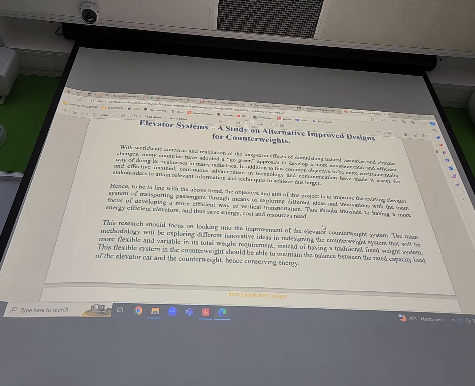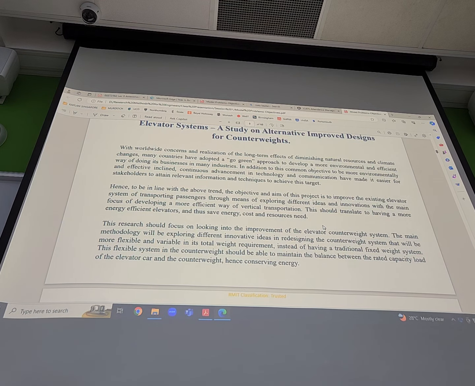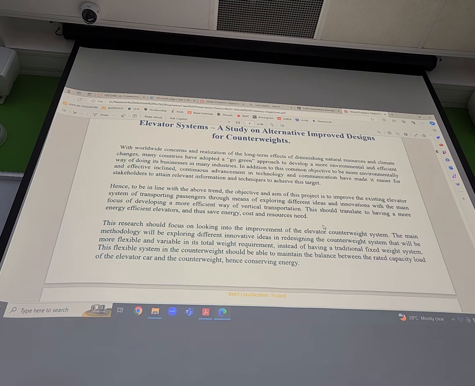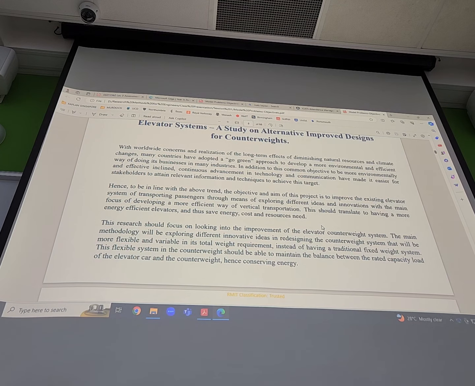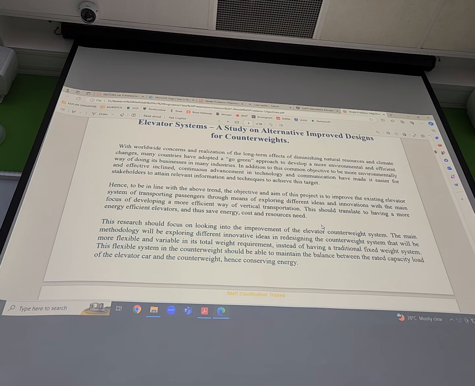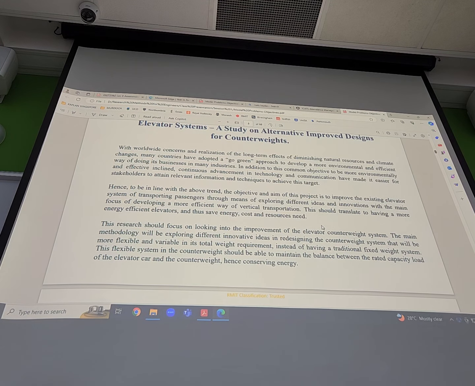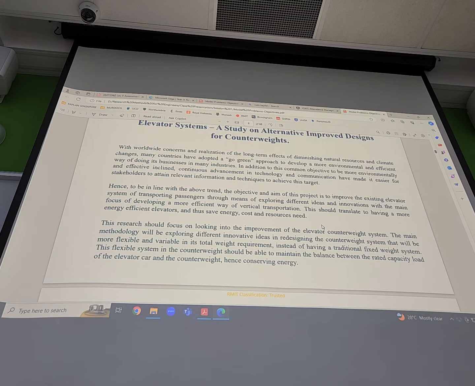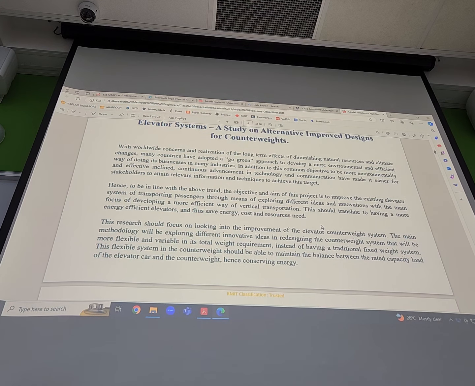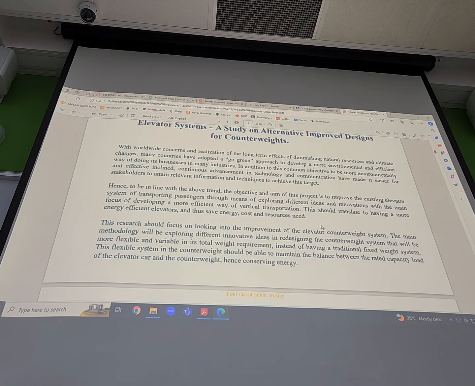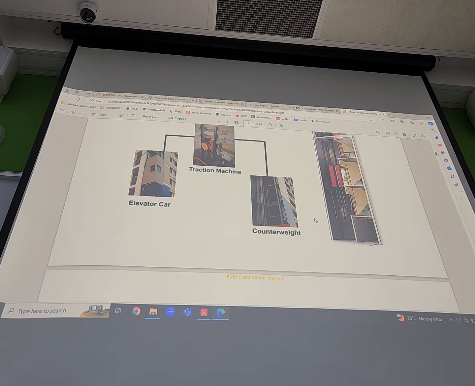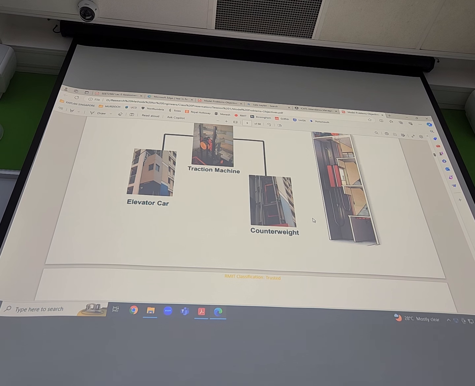The advantage of this system is having more energy efficient elevators. Here the basic research will be looking into the improvement of the elevator counterweight systems. The main methodology will be exploring different ideas and redesigning the counterweight systems. That means looking into the various current lift systems, their advantages, disadvantages, specifications, all those analyses. After that, this is basically identifying different types of systems.